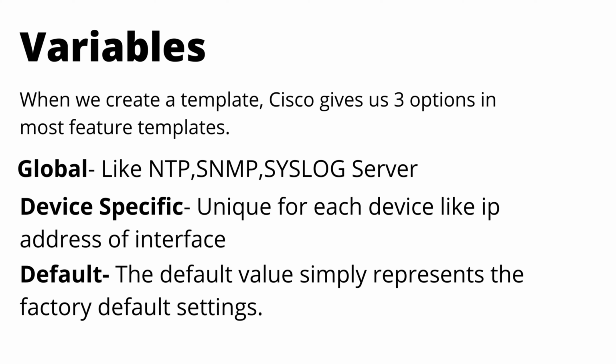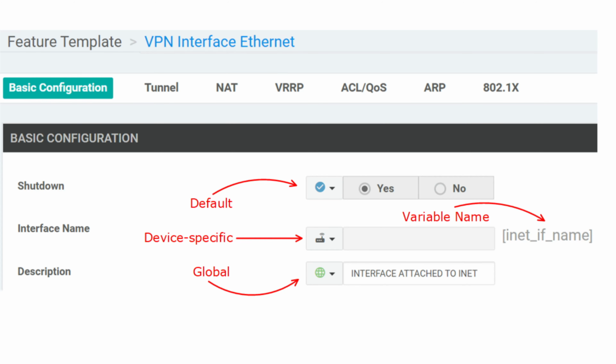Global parameters are generally the parameters which will not change for any of the devices. What could be an example? It's like the default route. The default route is always 0.0.0.0/0. Also NTP servers, syslog servers, or SNMP servers in the network, which generally don't change.